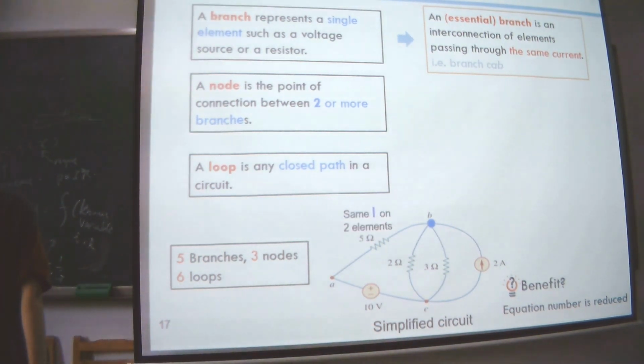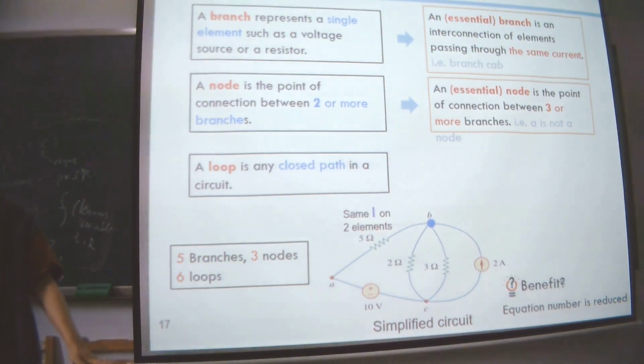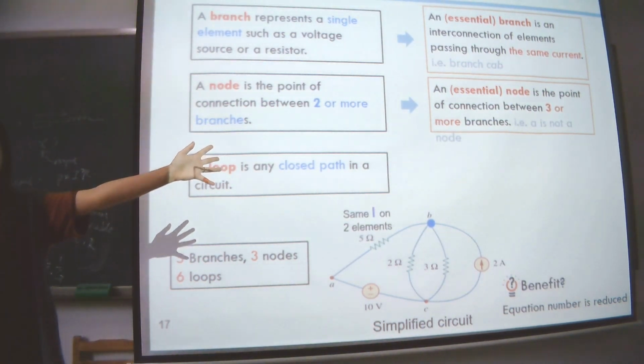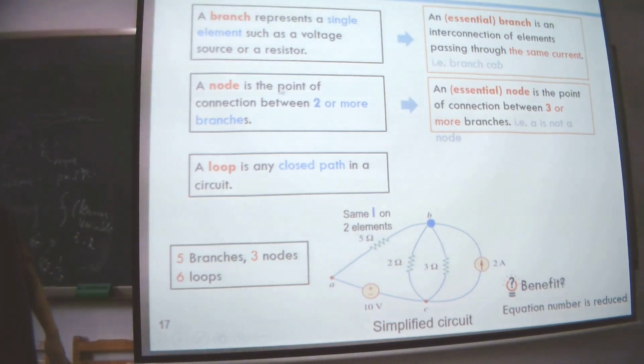Okay. A node is a point connecting two or more branches. In the new definition, a node is a connection between three or more branches. Some books say that a node connected to branches is a node, but some books say more than two. So, I think the right hand side is better. And another book says two or more. This one is in this book, and another book has this one. This one is better, so I recommend you guys remember this one.